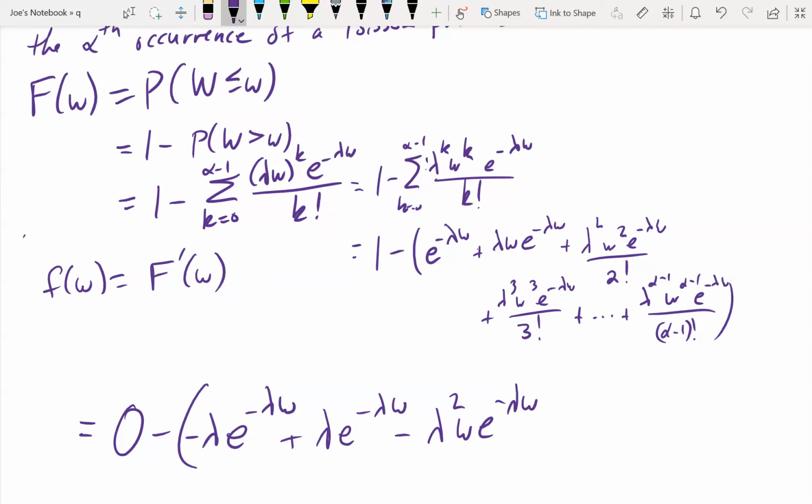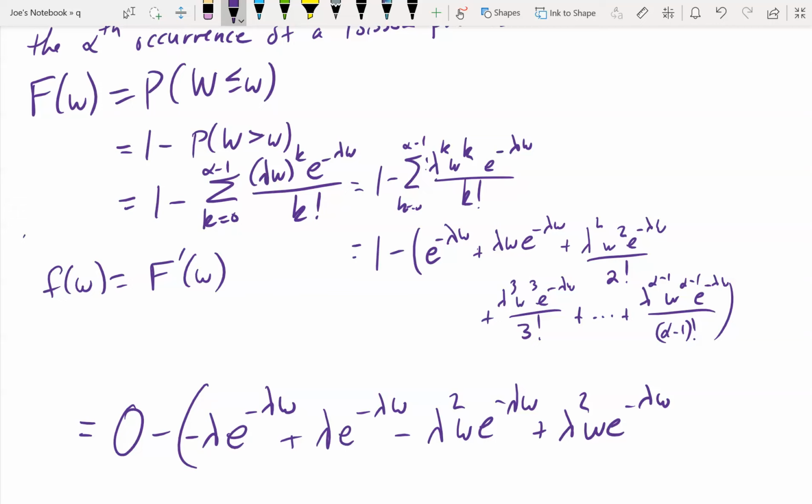Let's do the next one. What do you get when you take the derivative of the second one, or the third term, I guess I should say? Positive lambda squared w e to the negative lambda w. Okay. Get positive lambda squared w e to the minus lambda w. And the reason for that is what happens? When I take the derivative of the w squared, the 2 comes down and cancels with this one, right? The front one here, correct? Okay.